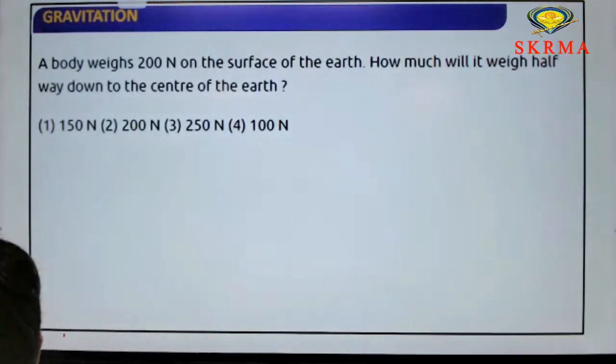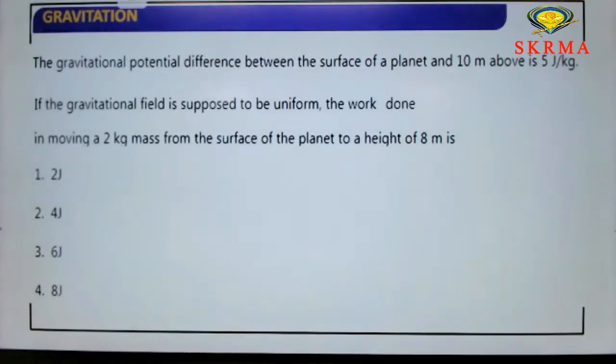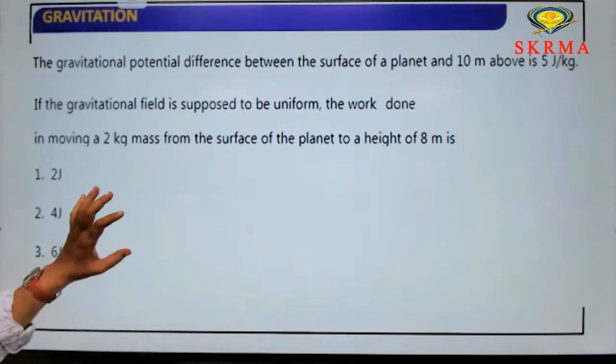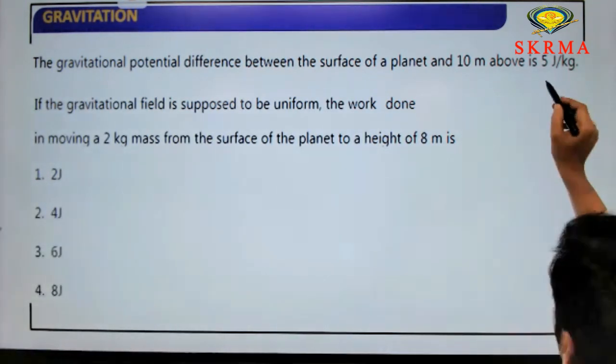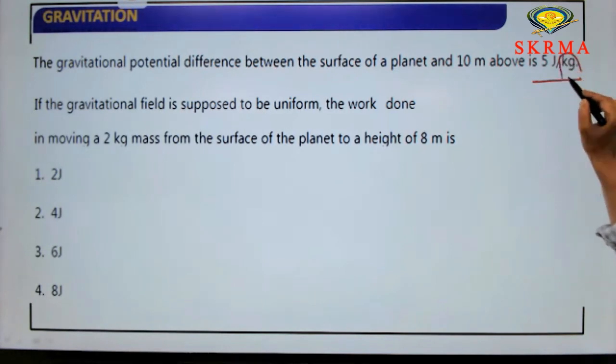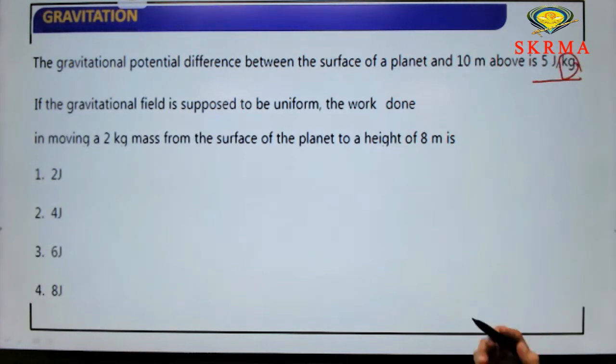Based upon that, there is a problem here. The gravitational potential between the surface of a planet and 10 meters above is 5 J/kg. Basically, they gave the gravitational potential difference value. The gravitational field is supposed to be uniform. Find the work done in moving a 2 kg mass from the surface of the planet to a height of 8 meters. Here simply you can take 5 joule per kg. Indirectly, the kg, that is mass, is included, right?